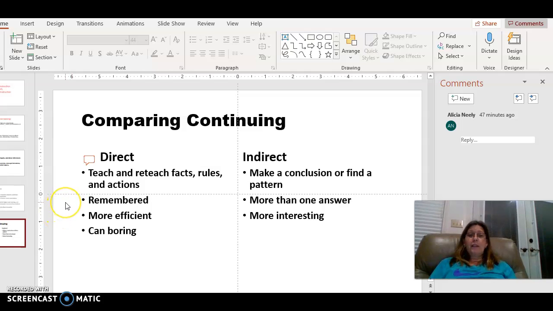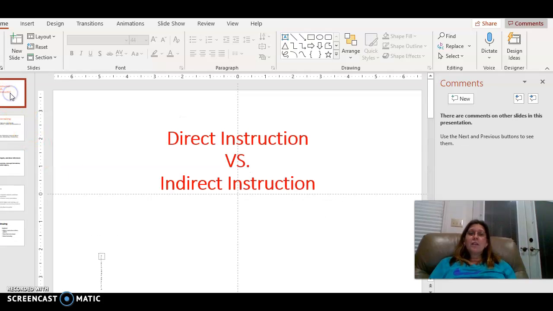So, either way, either approach works, but it's just which one do you feel your class benefits from the best? Either the direct instruction or the indirect instruction.